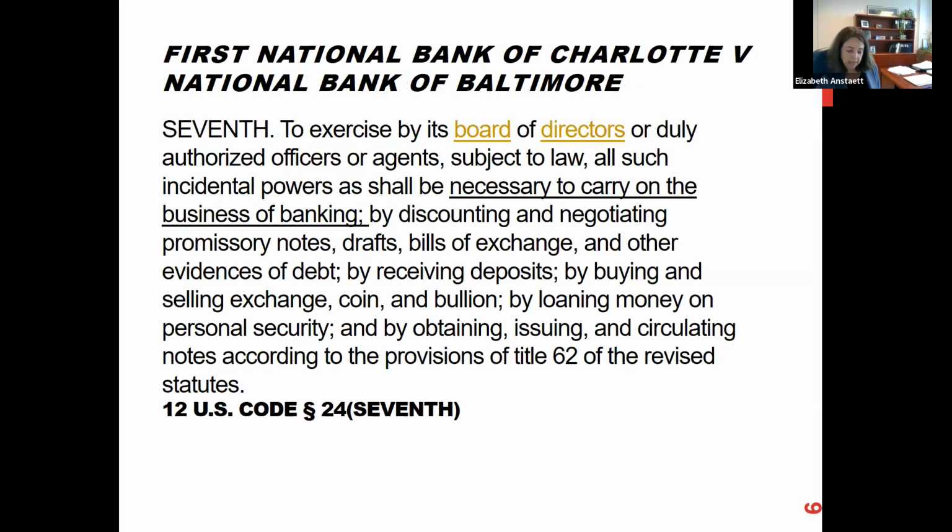The first case that we read is First National Bank of Charlotte versus the National Bank of Baltimore. And what I have here is actually a key section of the National Bank Act, and you can tell that it's old because it's written in words, 24/7 in words. But this is the Powers Clause of the National Bank Act. This was the original clause of the National Bank Act saying what a national bank could do.